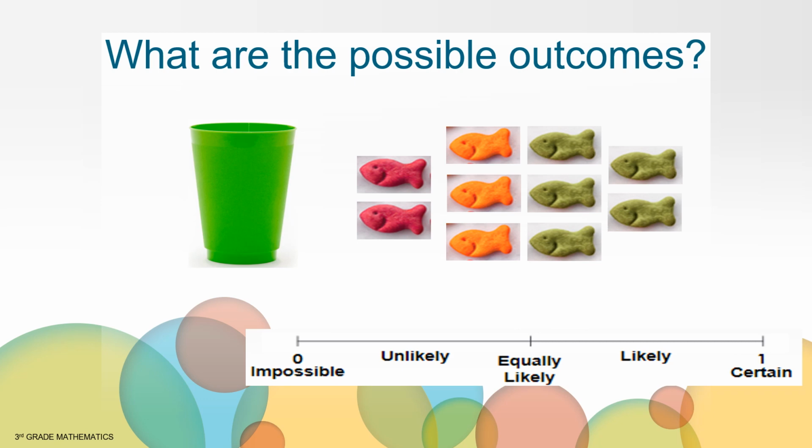So what are the possible outcomes? If I put all of those goldfish crackers in that cup and picked one out, what might I pick? Write the different outcomes on your paper. Did you write 3 possible outcomes? Then you're right. I could pick purple, orange, or green.